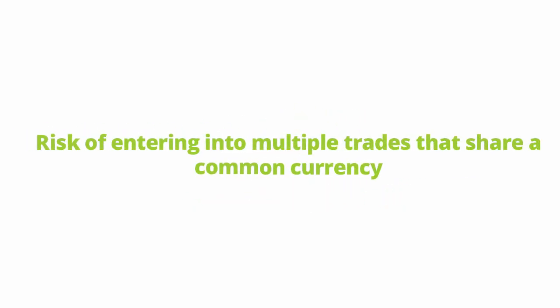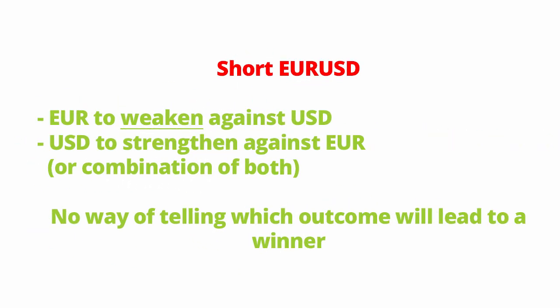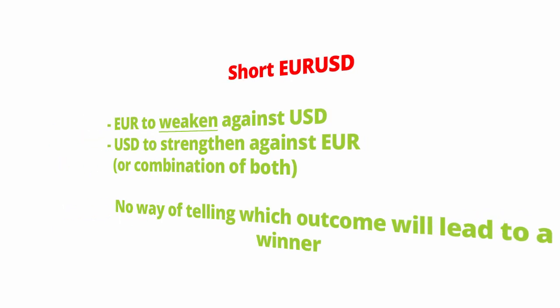What is correlation risk? To put it simply, correlation risk refers to the risk of entering into multiple trades that have a common currency. For example, if I enter short on the euro dollar, I am essentially betting on the euro to weaken against USD, or the USD to strengthen against the euro, or both of the above. It is very important to realize that any of these possible outcomes will be in favor of my trade. I don't know which one, and I cannot control what would happen.